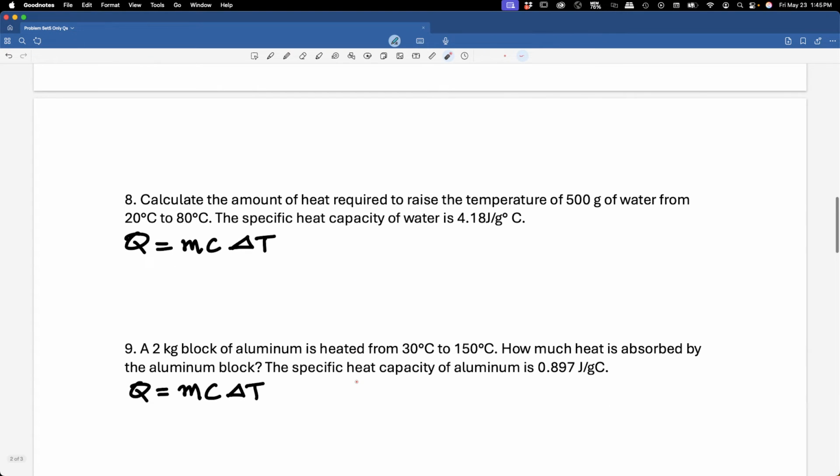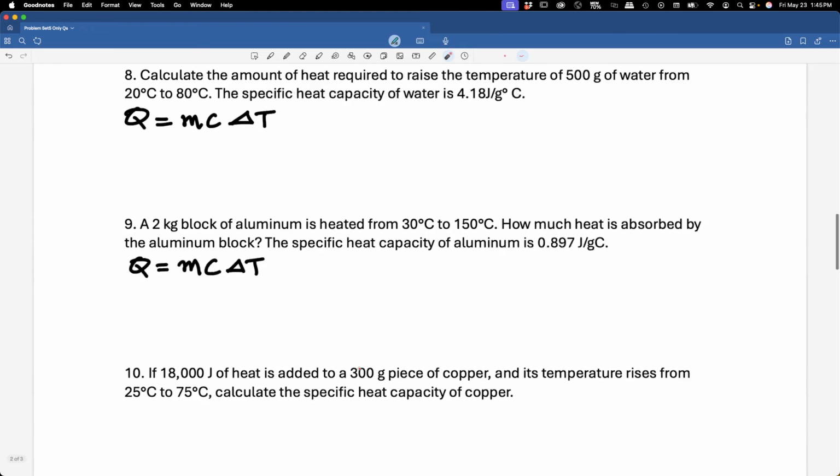Number 9. Similar question. Same question. Except you got to notice this time the mass is in kilograms. The constant is still in grams. So what you got to do is change the 2 kilograms into grams. That would be 2,000 grams. Because 1 kilogram is 1,000 grams. So that's the only difference. In place of 2 kilogram, you're going to use 2,000 grams.